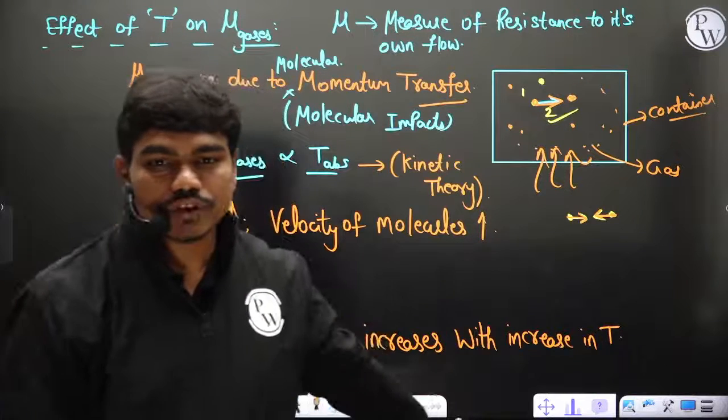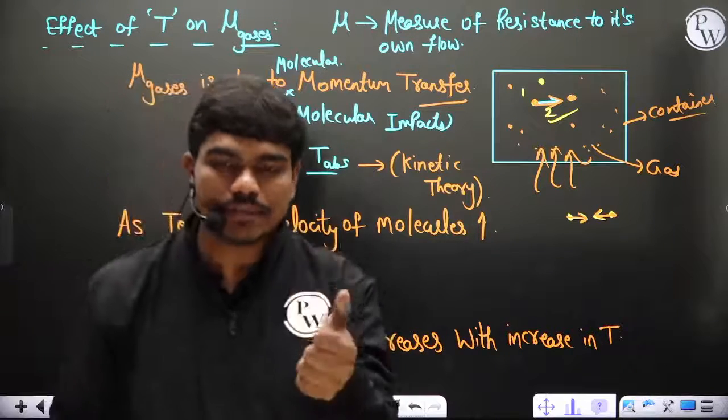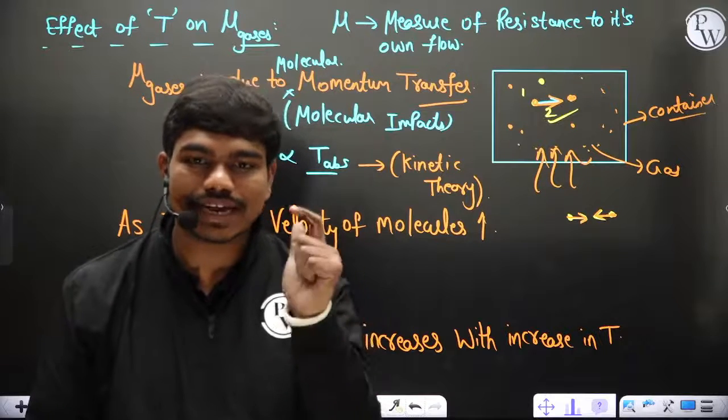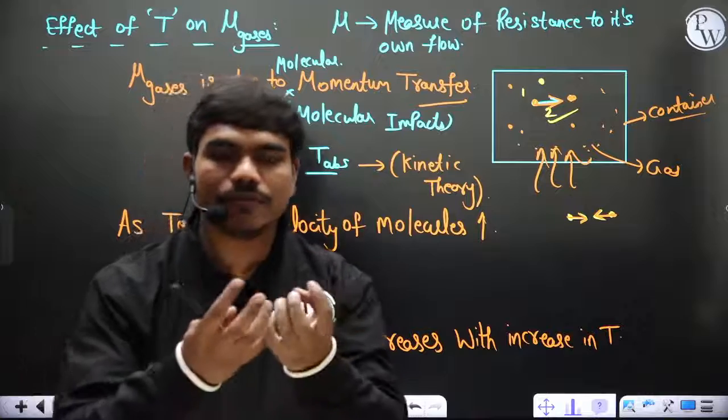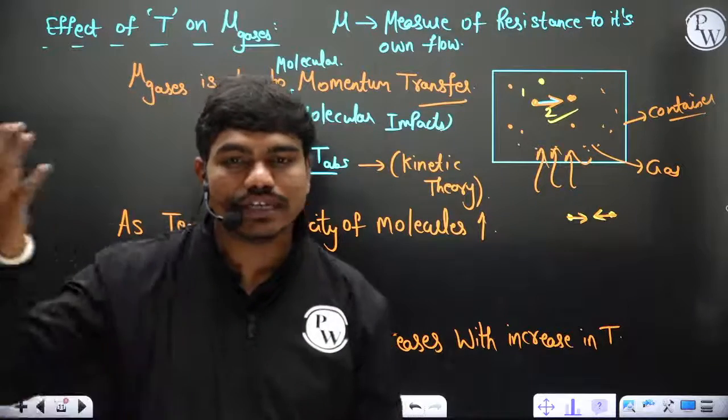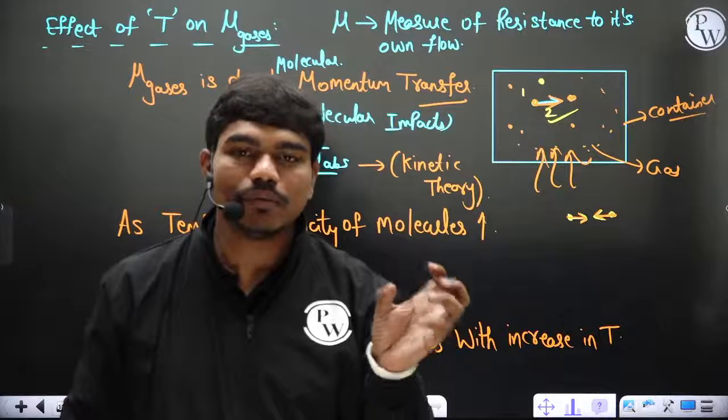Clear? Is this clear to all of you? Did you all understand why in case of liquids dynamic viscosity will decrease and why in case of gases dynamic viscosity will increase? Because the physics that governs the viscous mechanism is different in both. One is due to the molecular cohesions, one is due to the molecular impacts.